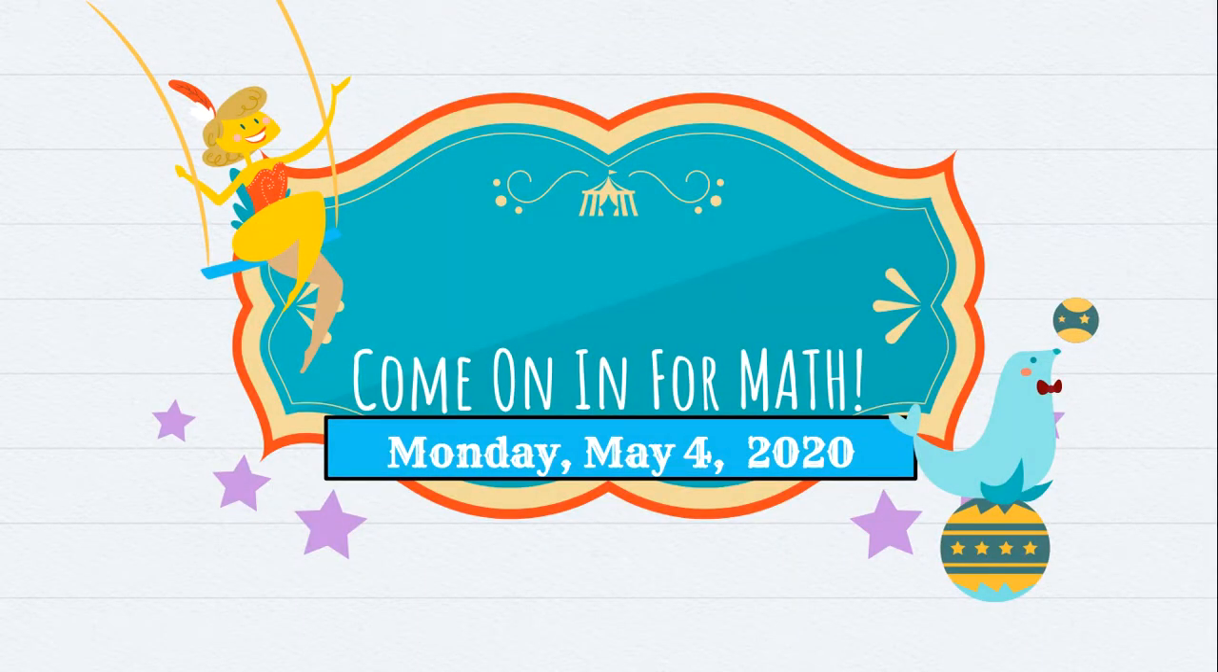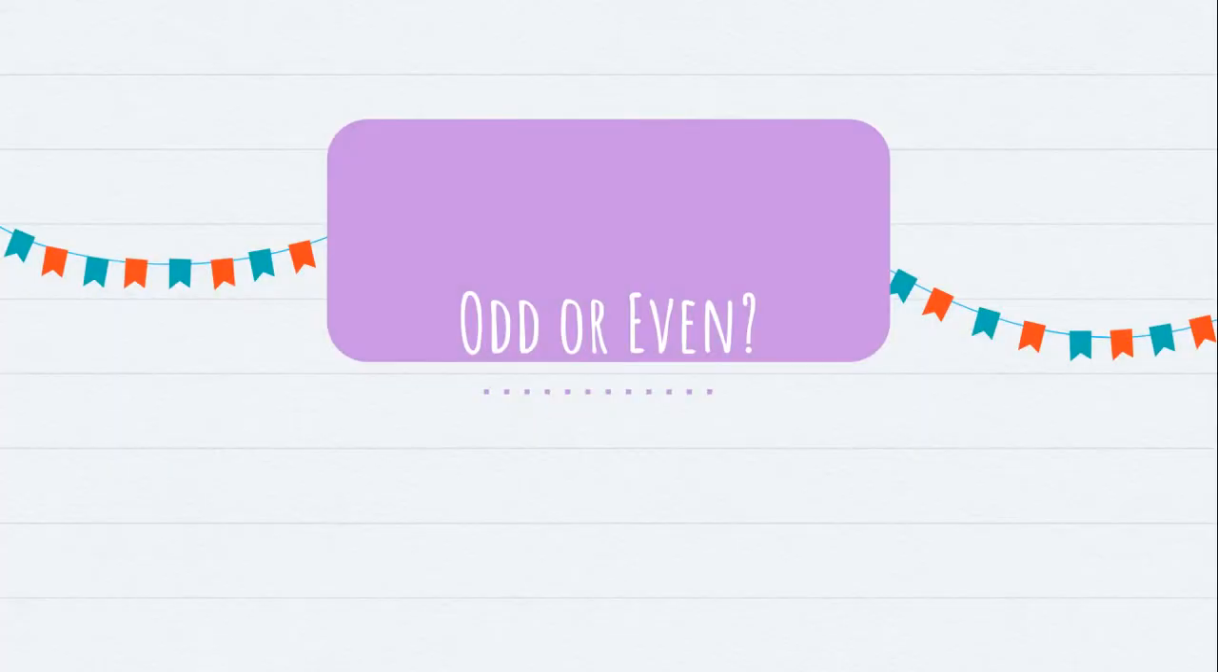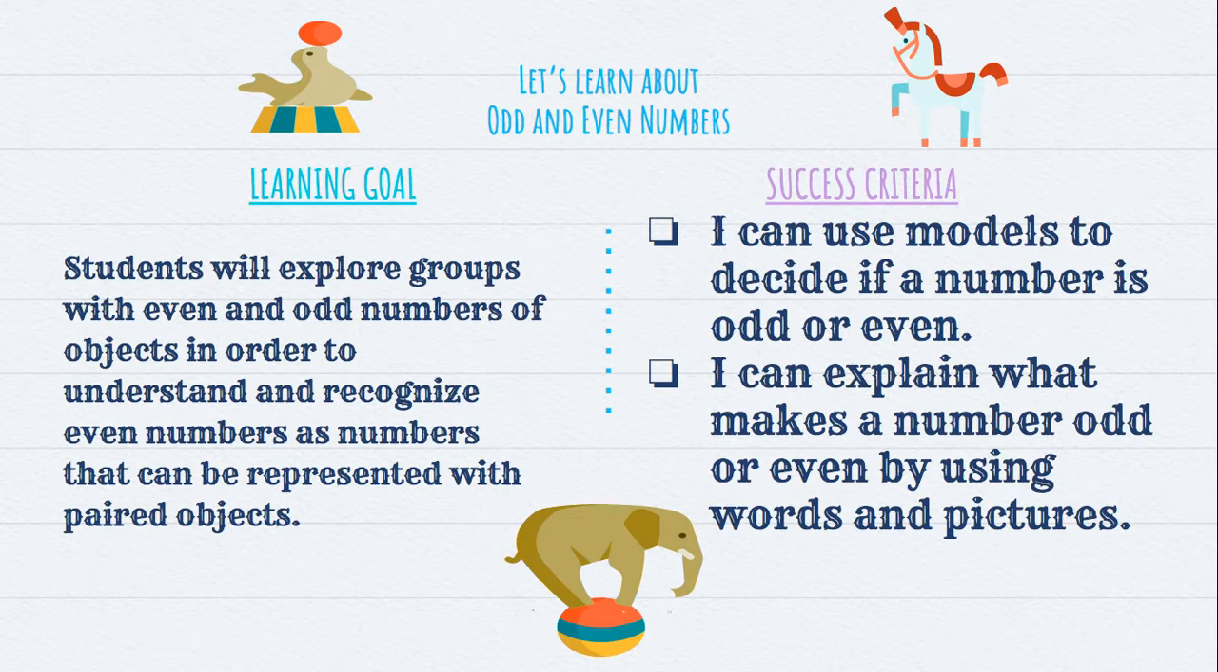All right, come on in for math. We're going to be working with odd and even numbers. So our learning goal for this week is students will explore groups with even and odd numbers of objects in order to understand and recognize even numbers as numbers that can be represented with paired objects.